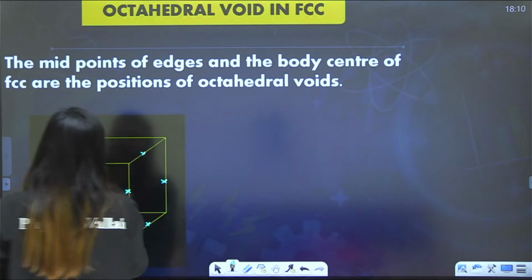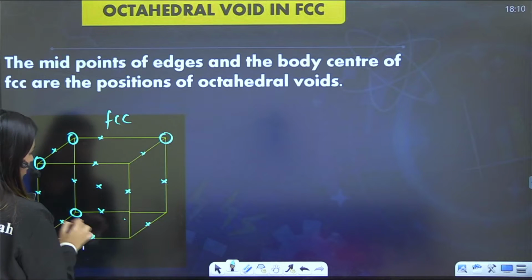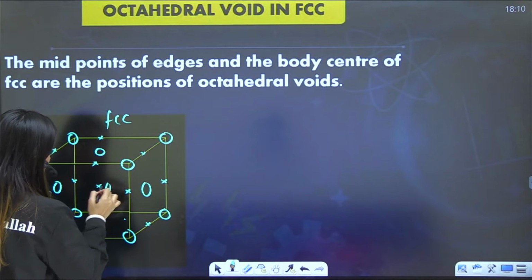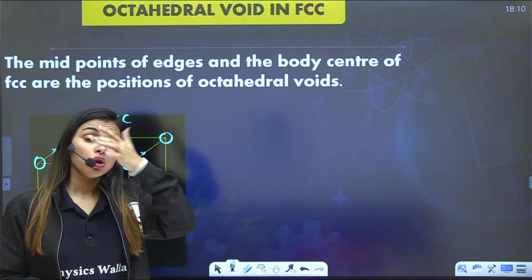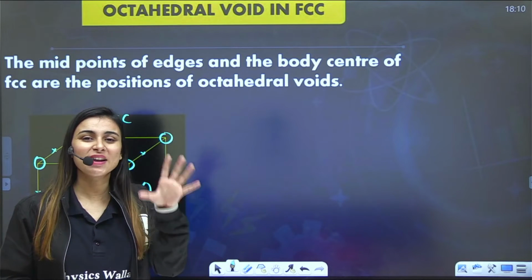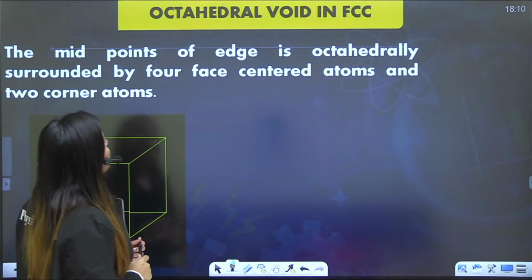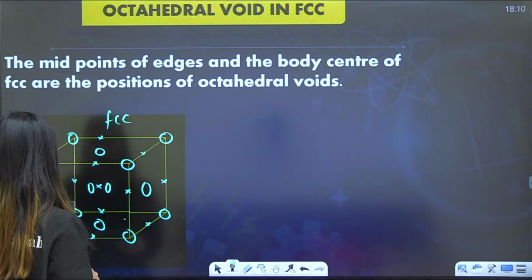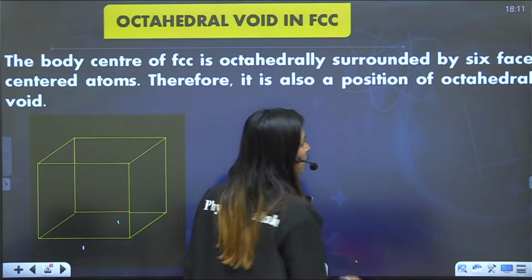Okay, this is an FCC structure. Let me tell you, I haven't drawn the atoms here, but this is an FCC structure. Okay, so atoms would be present on the faces as well. Okay, perfect. So this is how your FCC looks like. Now I'll make you understand how your octahedral void is present on the edges, in the mid of the edges, and also the body center. Okay, so now let's try to understand it. The midpoint of the edge is octahedral, surrounded by 4 face centered atoms. This is drawn here, and this is the body center. I'll first make you understand the body center, and then I'll make you understand the edges one.